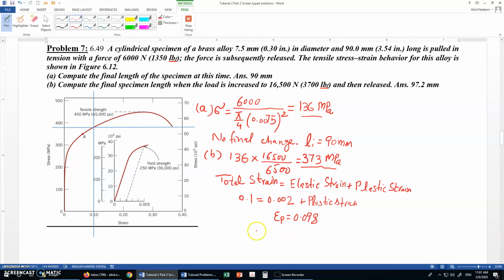So the new length of the specimen will be the original length, which is 90 millimeter, times 1 plus 0.098. It will be equal to 98.82 millimeter. So the correct answer will be 98.82 millimeter.